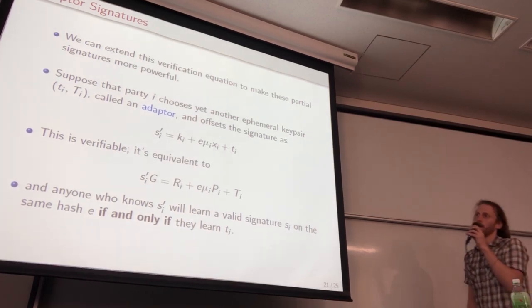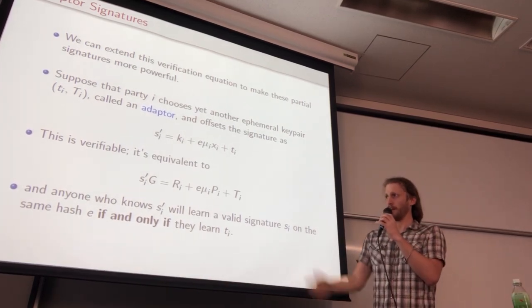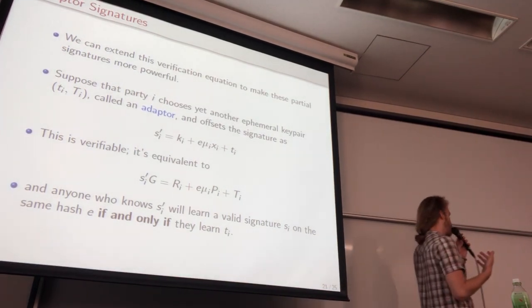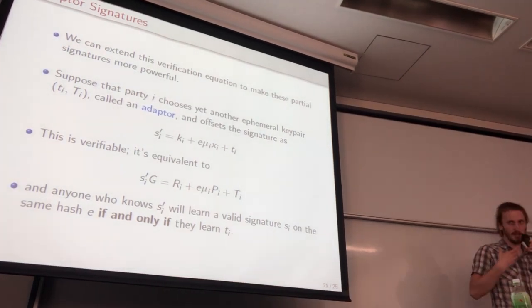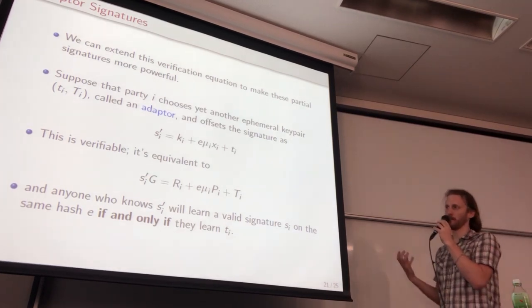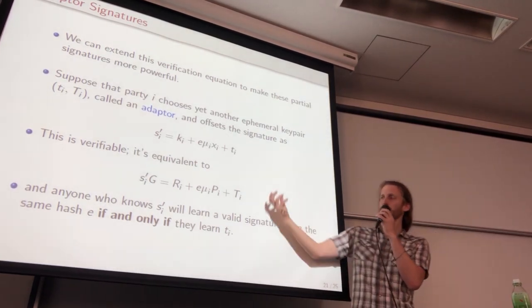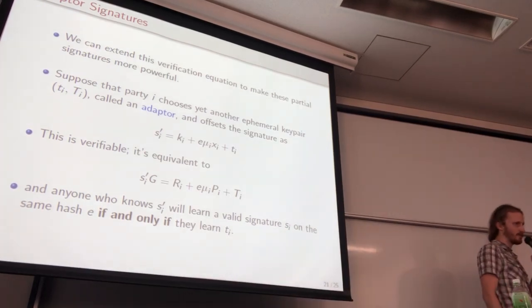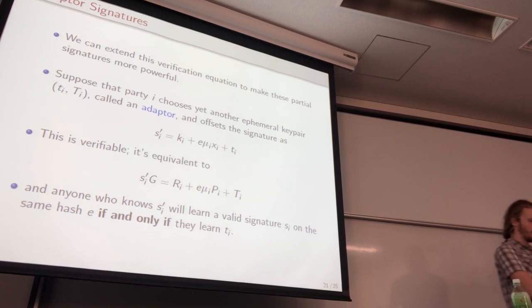Okay? So, we have an adapter signature. We have some object which grants the bearer of the adapter signature the magical ability to translate knowledge of a partial signature into knowledge of some ephemeral secret, and vice versa. What can we do with that?